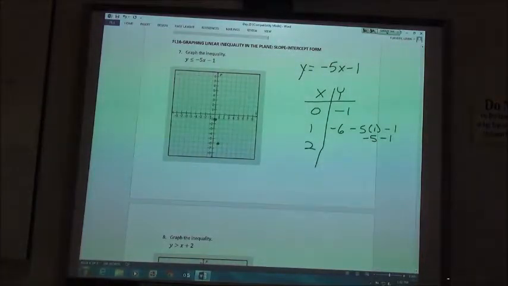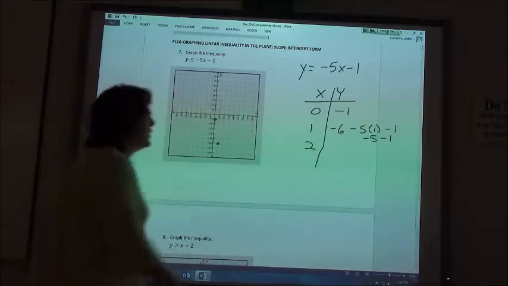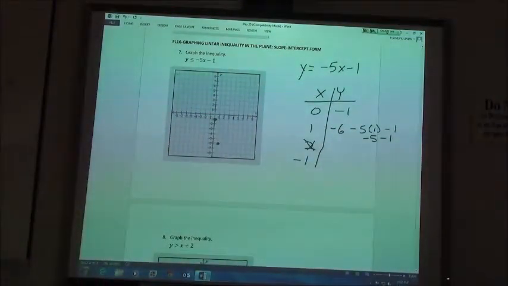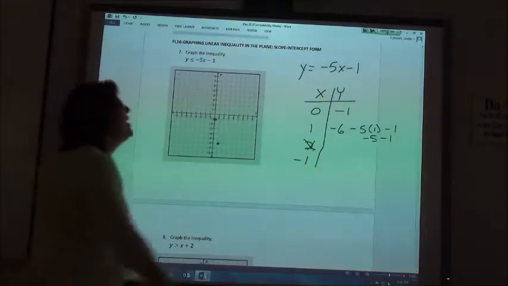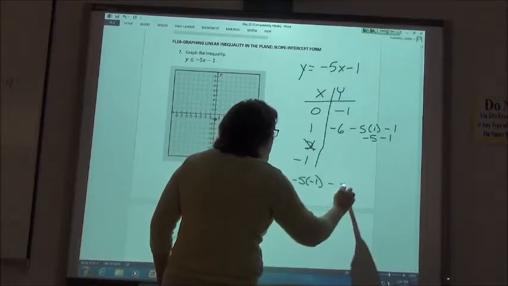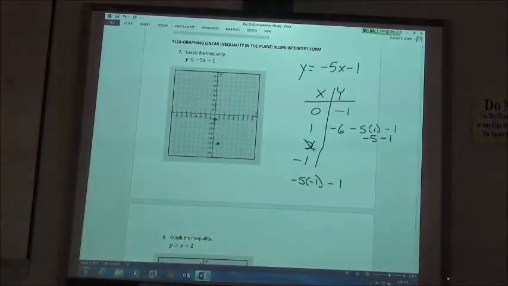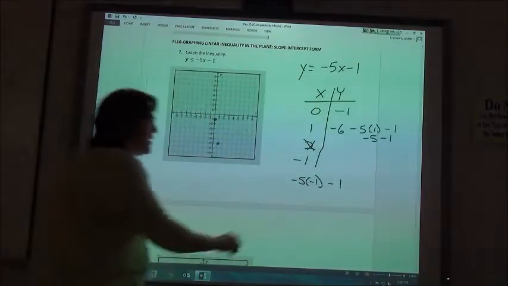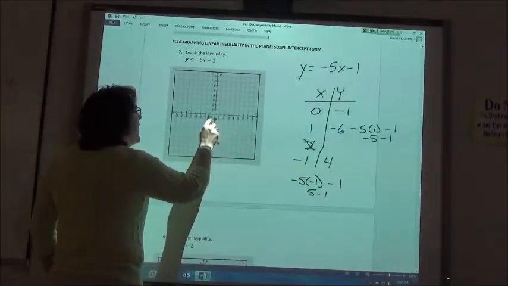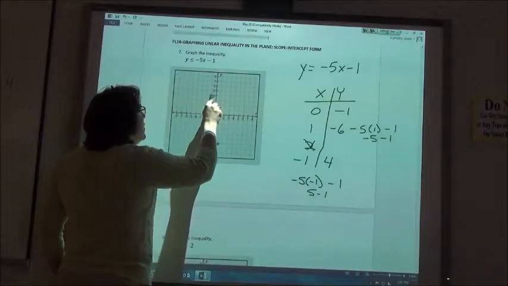Now I can see if I put a 2 in there, it's going to be way off my graph. So I'm going to skip 2 because that's not going to fit, and I'm going to use negative 1 instead. So if I put negative 1 in for x, negative 5 times negative 1 minus 1. 5 minus 1 is 4, right? So if x is negative 1, y is positive 4, up there.